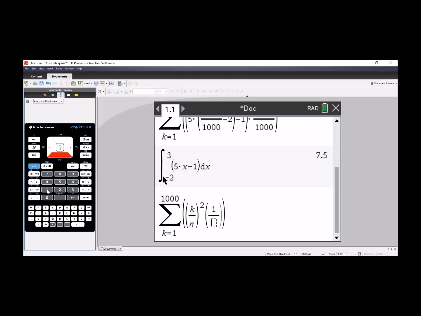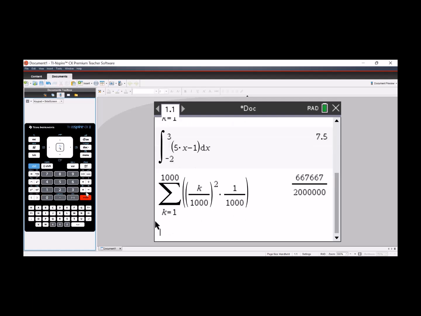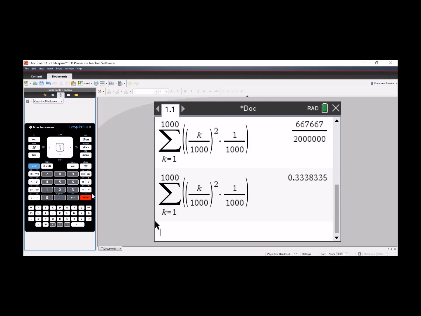and I messed up because I put an n. We're going to change that n to a 1,000. So I'm going to come back here, delete this, change that to a 1,000. I'm so used to my n's, but we had to let n be a really big number, and we've got another fraction. So again, I'm going to hit Control Enter. So we have 0.3338335.